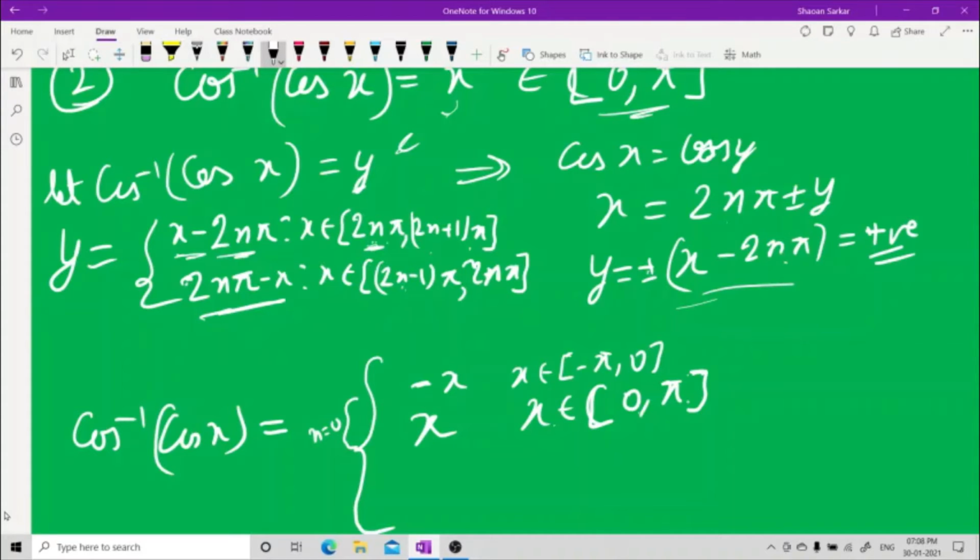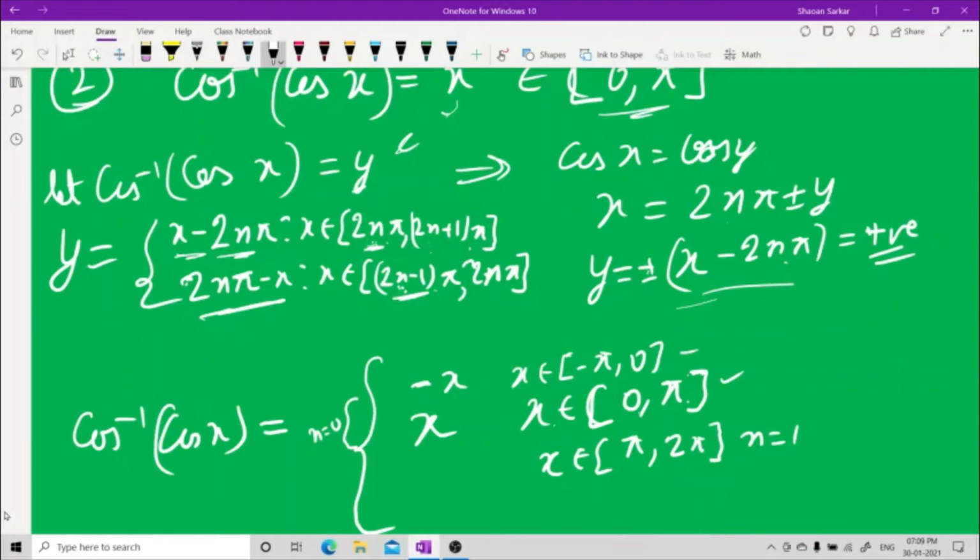And x minus 2 pi to 3 pi. You put n equal to 1, you will get pi to 2 pi. See, x belonging to pi to 2 pi. Now, this is basically for n equal to 1. These two are for n equal to 0. Now n equal to 1 you put here.